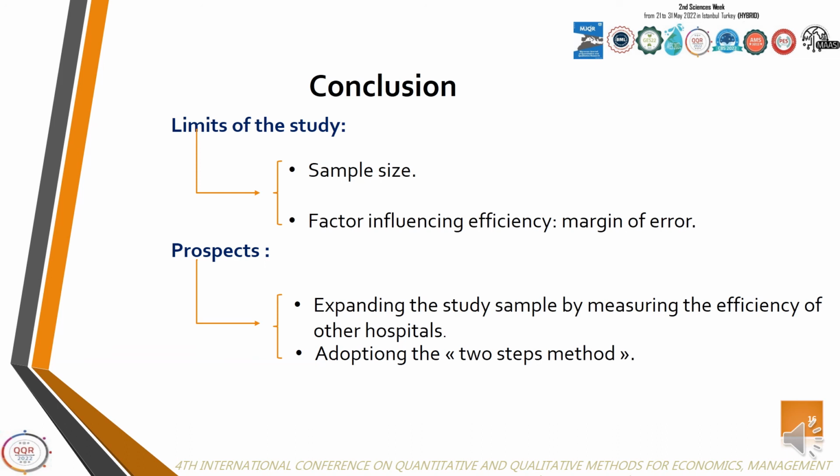Concerning the prospects of our study, we can say expanding the study sample by measuring the efficiency of other hospitals to avoid or to minimize the margin of error, and also adopting another method, which is the two-step method, which combines a data envelopment method and a regression analysis. And that's all.